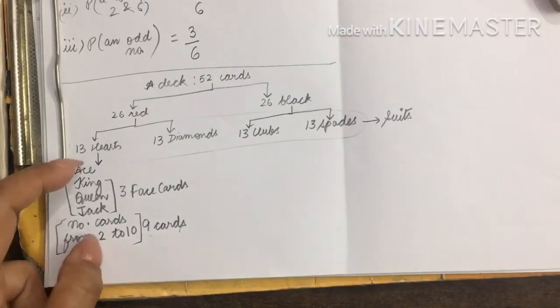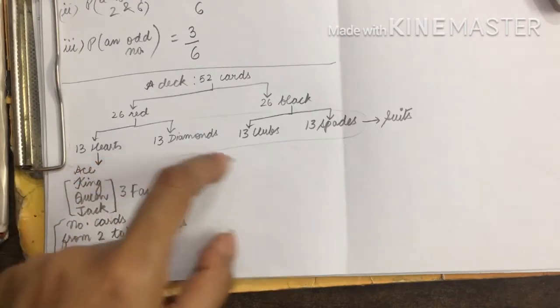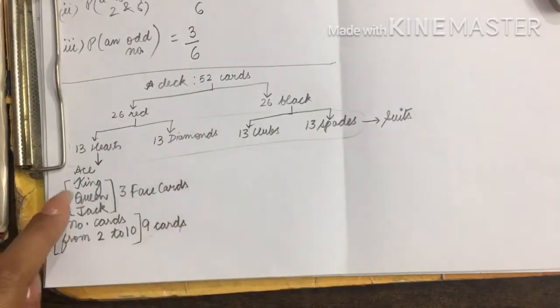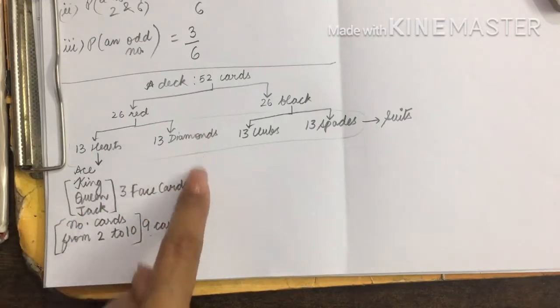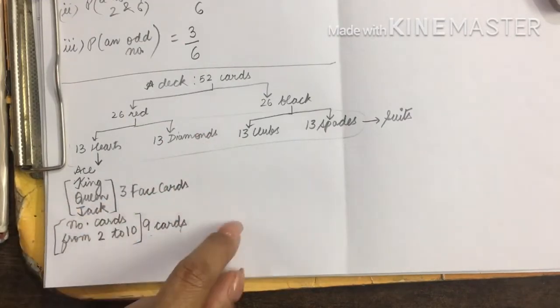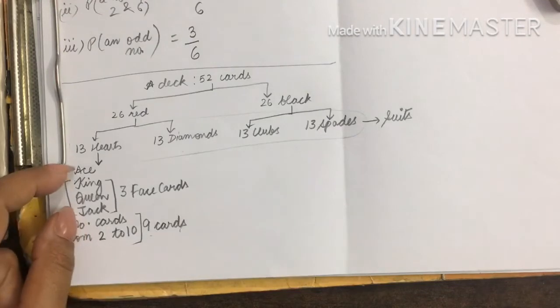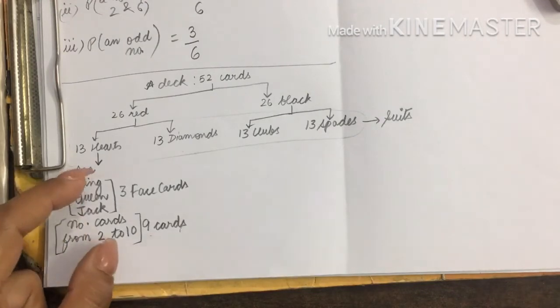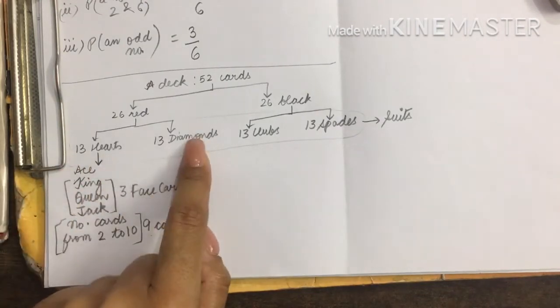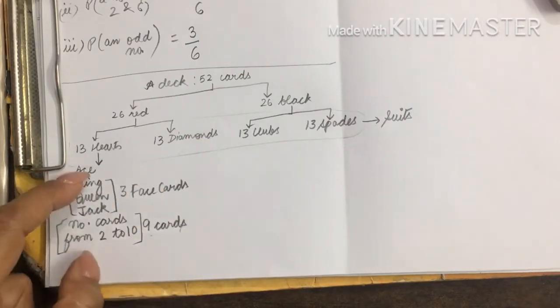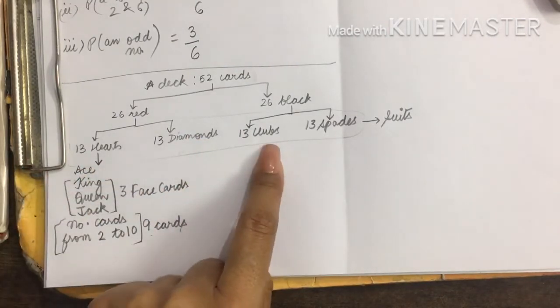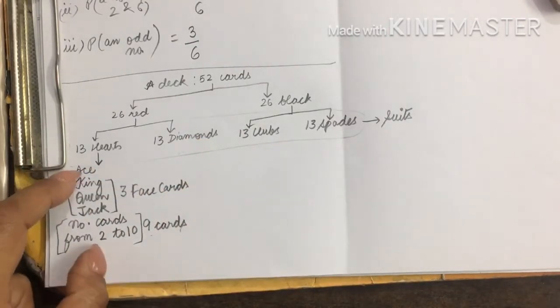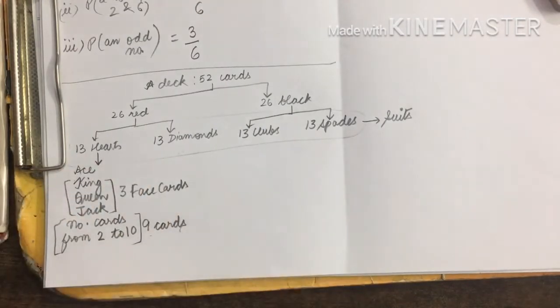So these 13 cards are present in each suit. So you will have ace, king, queen, jack in this suit along with 9 number cards. So 4 plus 9, 13 cards will be present with diamond design. Same 13 cards will be present with clubs design, and same will be present with the spades design.